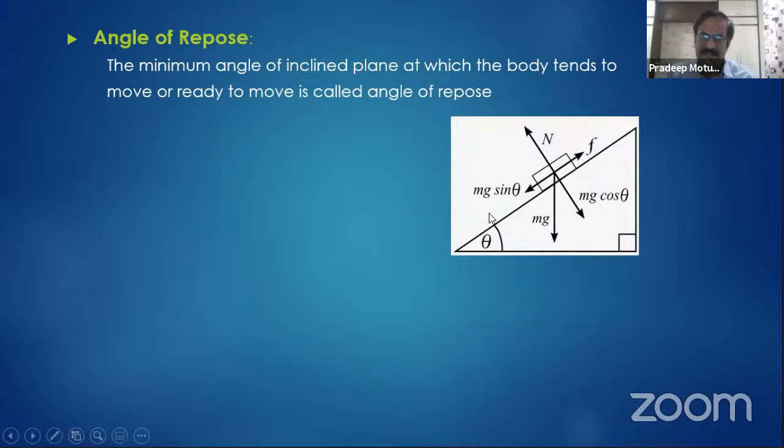Try to understand here. Here I put a block. It's an inclined plane. Here there is an angle theta, that is called angle of friction. Suppose you increase the angle. At a certain angle, the body tends to move on the inclined plane downwards.